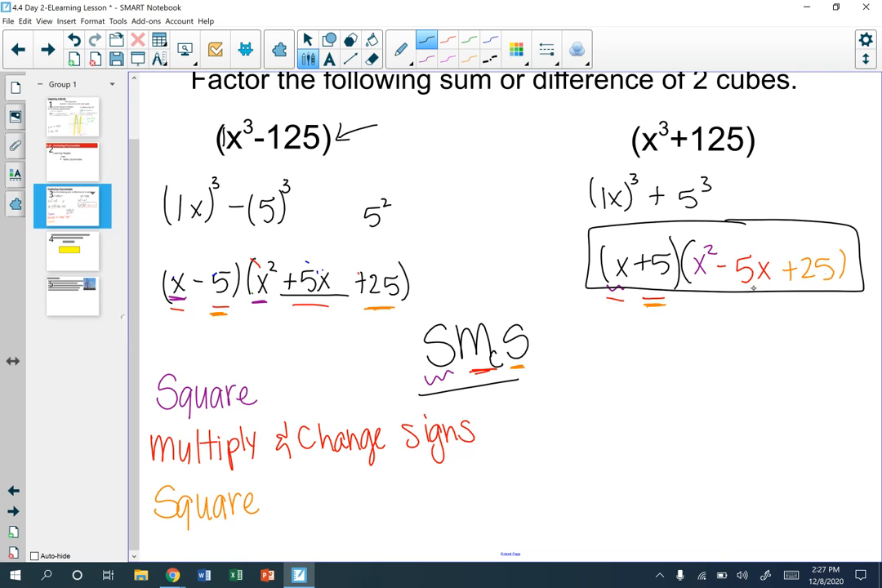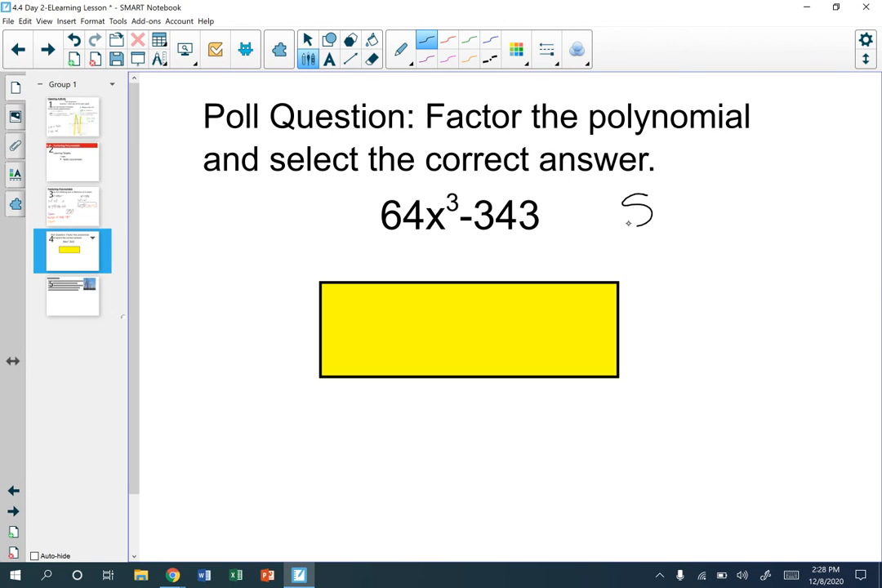Now, if this were factorable anymore, we would try to break this up, x and x, but this doesn't factor, so we leave it. But if this is factorable, we need to make sure we do that, factor it completely. Okay, so again, we're going to use square, multiply, change the sign, square.